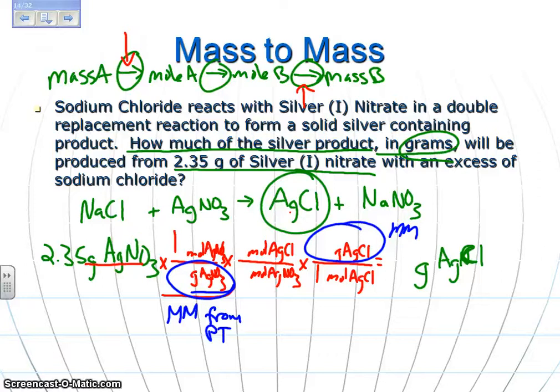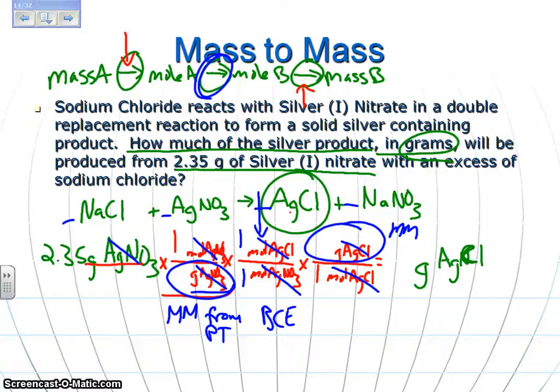All right, and now for this last step, which we did last night for homework, we're going to go to our balanced chemical equation and use our coefficients. For this balanced chemical equation, our coefficients are 1 and 1. If we look back, all of our units cancel except for grams of AgCl. The only unit we have left is AgCl.